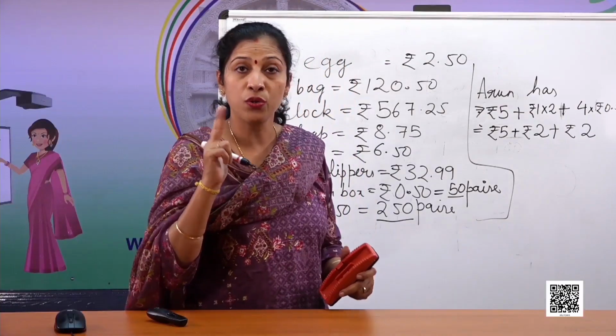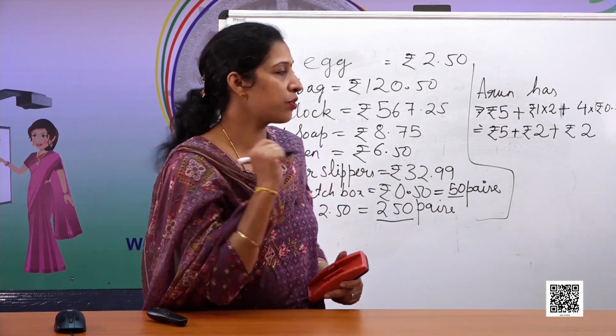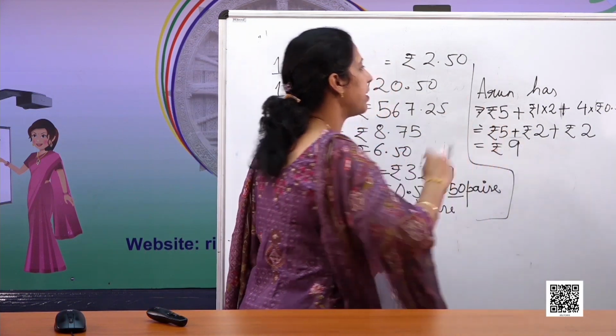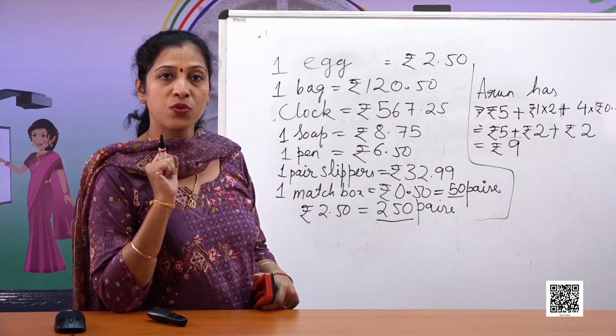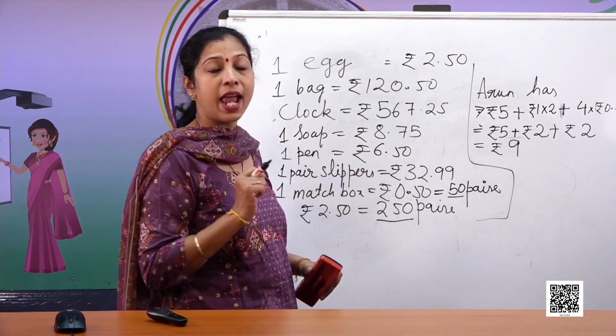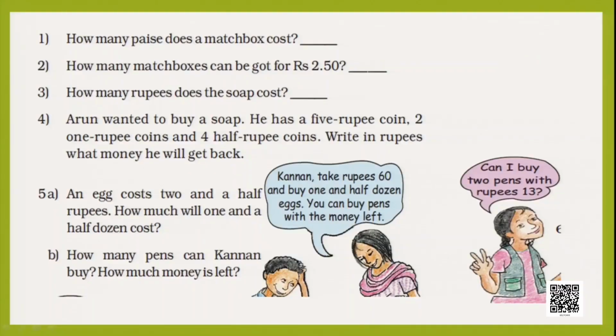How? Because 2 50 paise will be 1 rupee, so 4 50 paise will be 2 rupees. So he has now got how much money? 9 rupees. He has got 9 rupees. And what is the price of the soap? Just now we saw the price of the soap is 8 rupees 75 paise. So the question is, how much money is he going to get back?